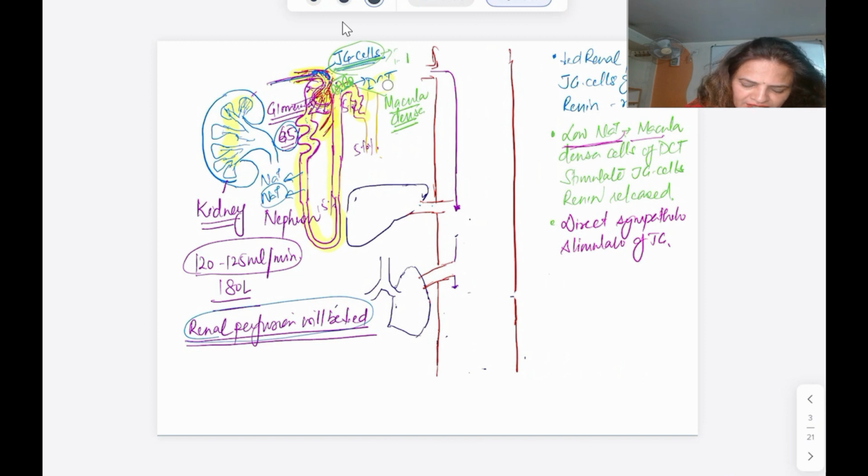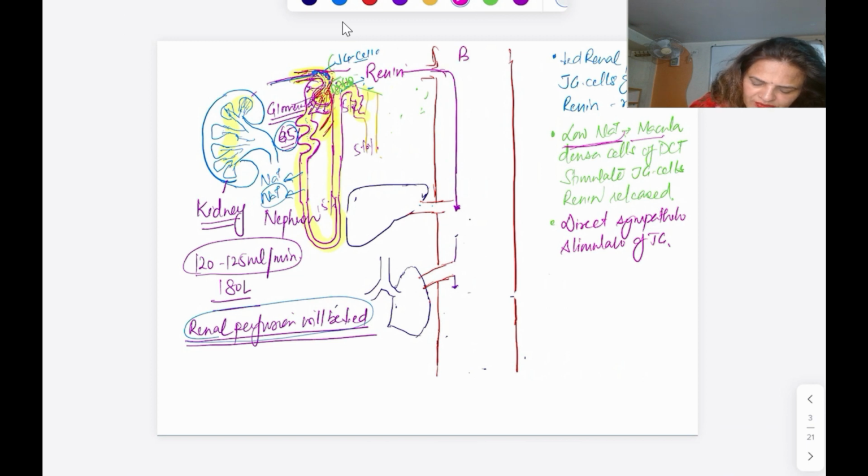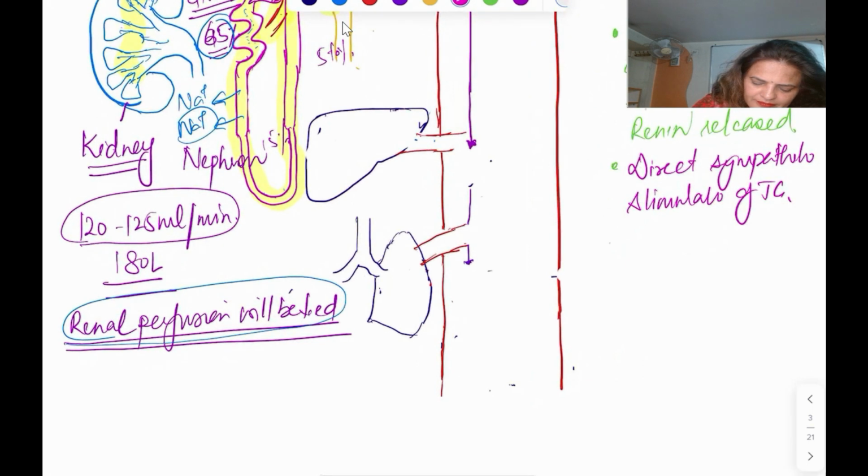Now, once the renin comes in the circulation, what will happen? Now this renin comes into the circulation. This is the blood vessels. Now this is going to act on another protein, that is angiotensinogen.